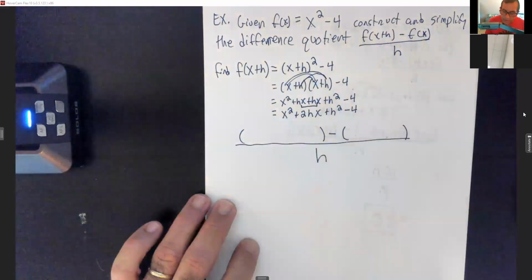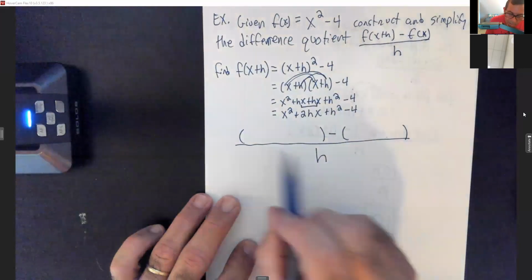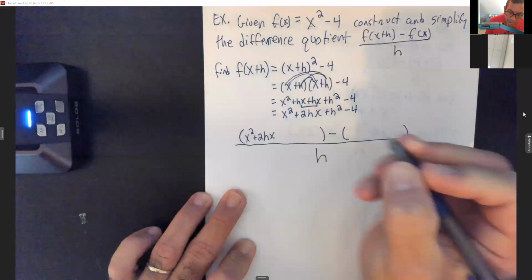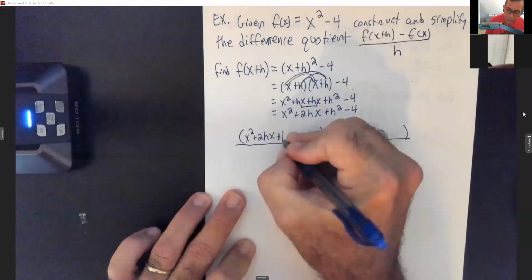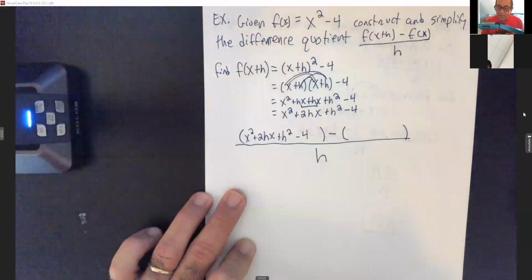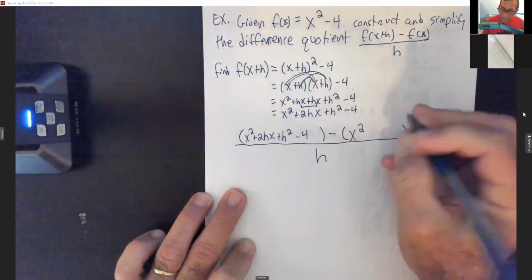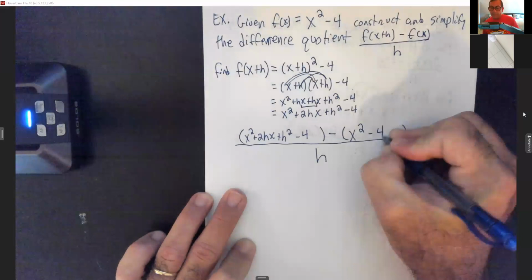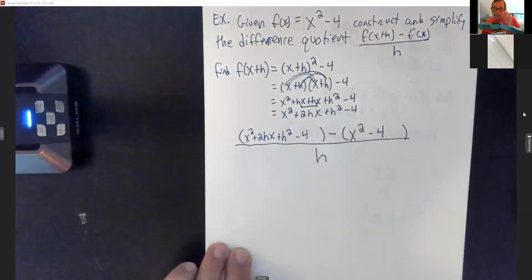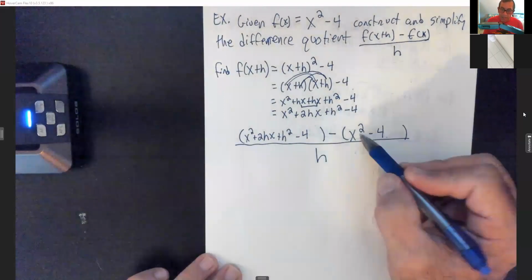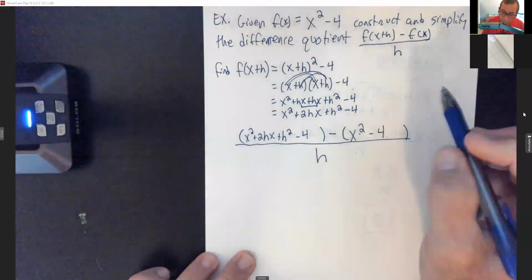All right, y'all, so plug this in. Here's the x squared plus 2hx plus h squared minus 4. F of x they gave me was an x squared minus 4. All right, so let's see if this works. You got a negative x squared over here, positive x squared. The x squareds are going to cancel.